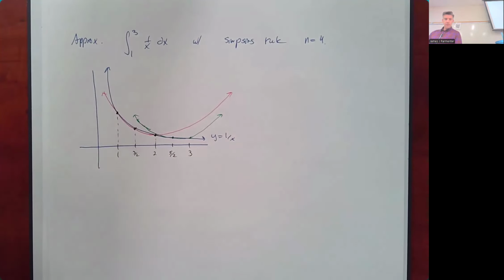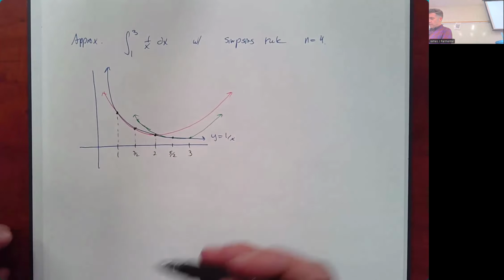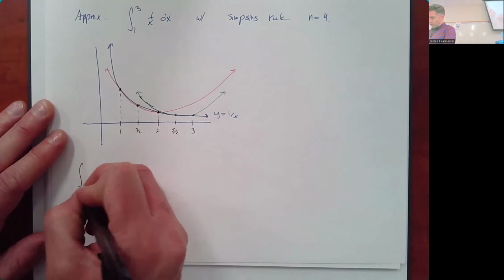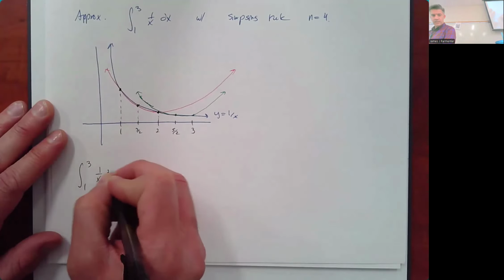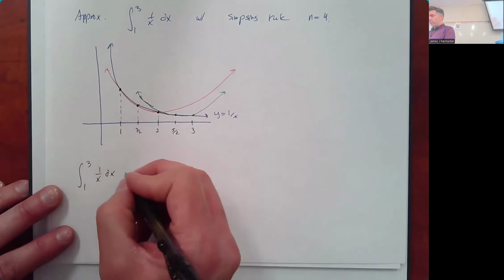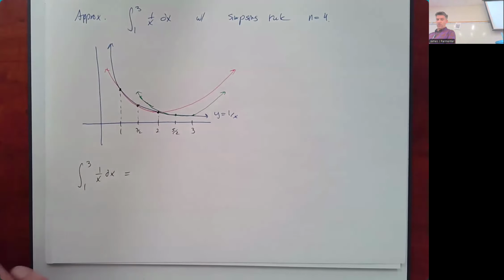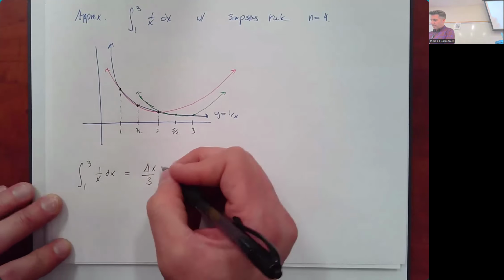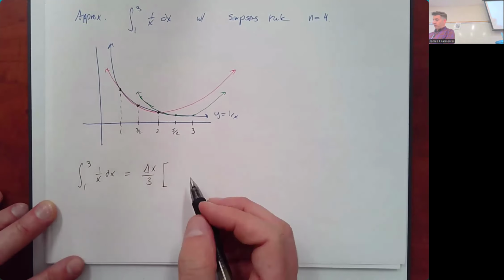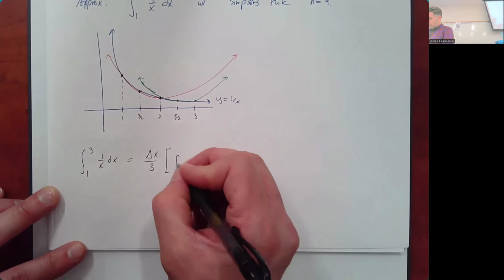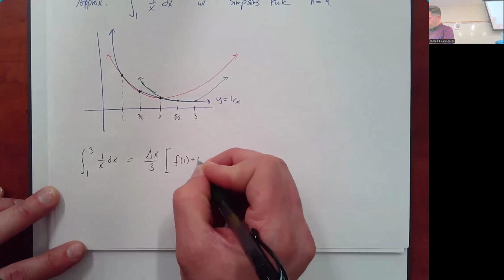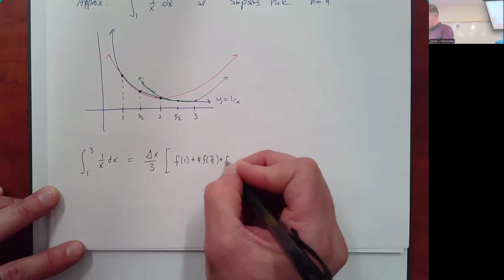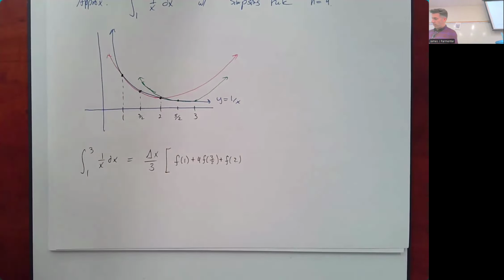So watch this. We're going to say that the integral from 1 to 3 of 1 over x dx, I'm actually going to use the previous formula. So I'm not going to jump straight to the formula I knew. It's going to be the following. It's going to be my delta x over 3. And then for the first parabola, I'm going to do f of 1 plus 4 times f of 3 halves plus 1 times f of 2. That's for my first parabola.